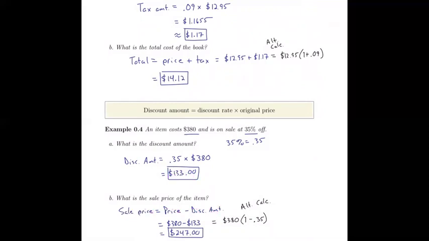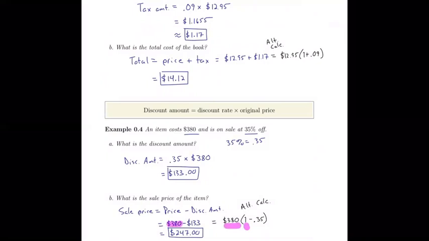And that's 380 minus 133 to get $247. Now again, off to the right, we've made this alternate calculation. So again, here's 380 times 1. That makes up this component of this calculation. And then we're subtracting 0.35 times 380, which is this $133. So this piece and this piece times each other gives us 133. And we're subtracting that from 380. And that, of course, will also give us 247.